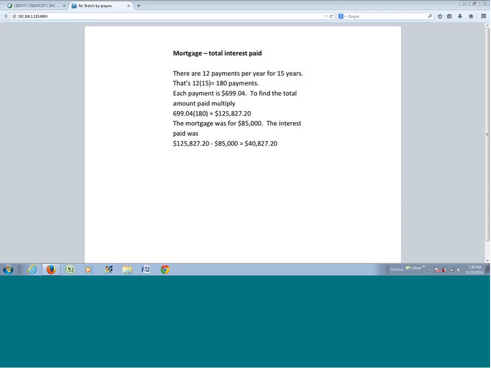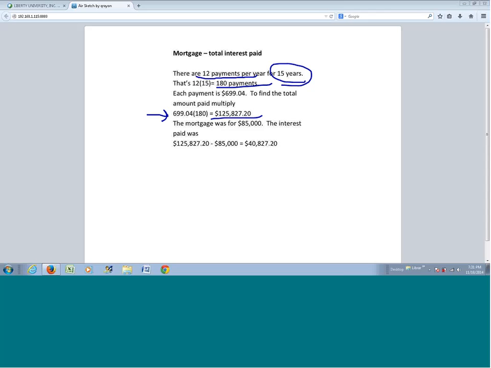Okay, so how much total interest is paid for this mortgage? Well, there's 12 payments a year, and it's a 15-year mortgage. So that means it's 180 total payments, and we made each payment of $699.04. So I'm going to multiply the monthly payment times 180, and that gives me $125,827.20. That was paid over the total of the 15 years.